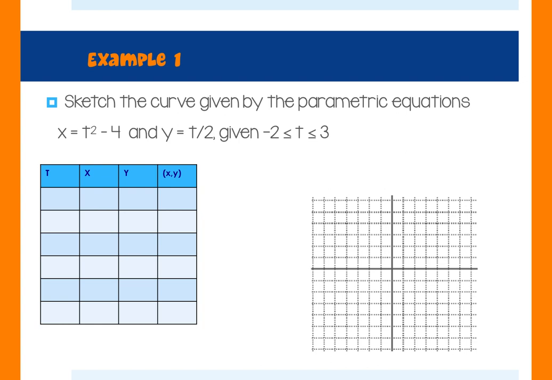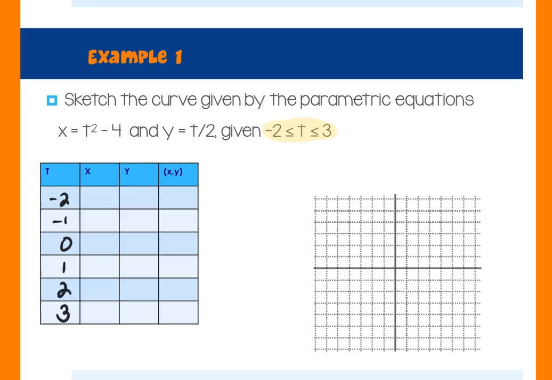And it doesn't always, but sometimes it gives you your actual domain. So these are the things you want to plug in, okay? So I want to start at -2 and I want to go to 3. If it doesn't give you something, then we normally do a -2 to 2, just like typical. So I'm going to start by plugging in -2, -1, 0, 1, 2, and 3 into each of these.